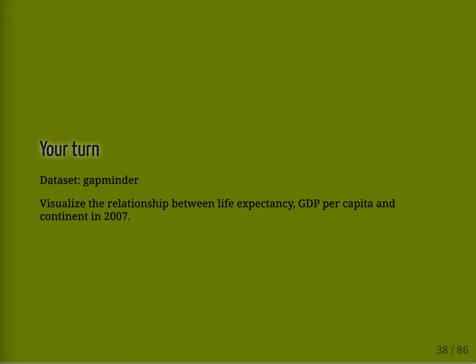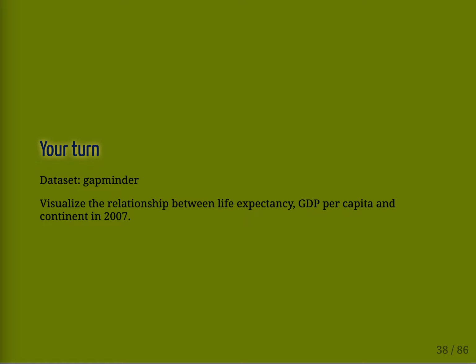Okay, now I'm using the Gapminder dataset. Pause the video and try to do this on your own. Visualize the relationship between life expectancy, GDP per capita, and continent in 2007. In this case, we have three variables: life expectancy, GDP per capita, and continent. Of these, two variables are quantitative and one variable is qualitative. Life expectancy and GDP are quantitative while continent is qualitative.